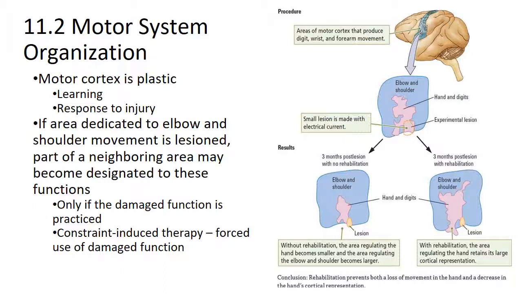So the individual who has damage to the elbow and shoulder part of the brain has to practice moving their elbow and shoulder in order for other parts of the cortex to compensate for those movements and gradually regain functioning. And this is called constraint-induced therapy, which is a forced use of the damaged function in order to regain that function.